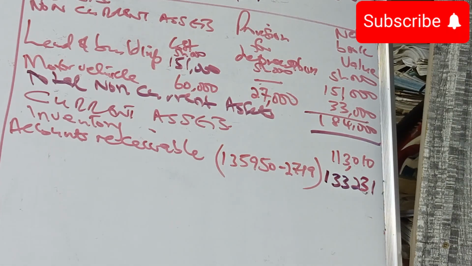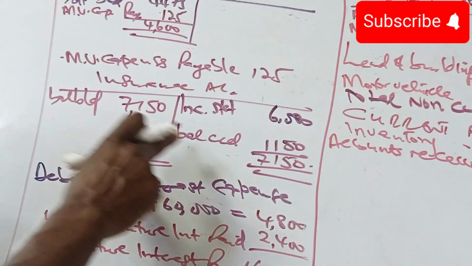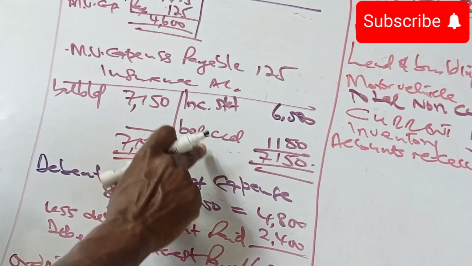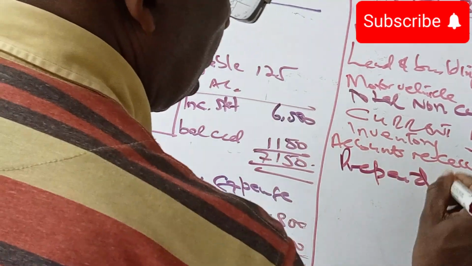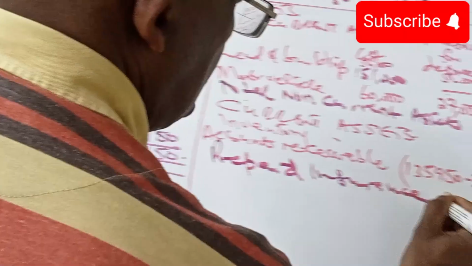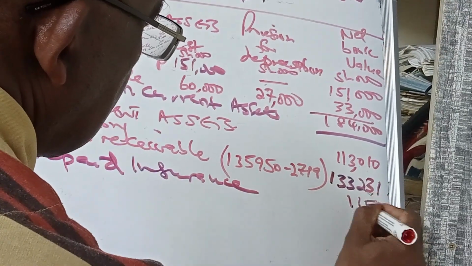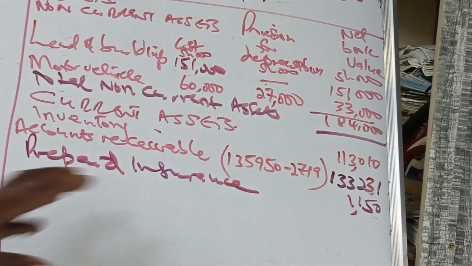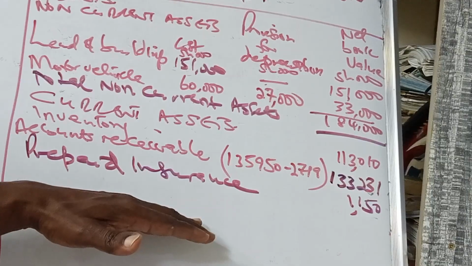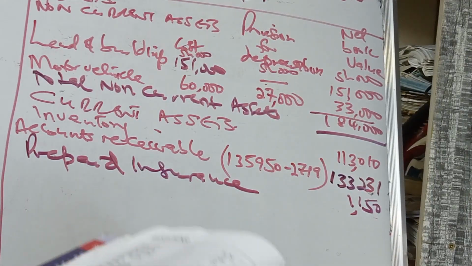Then we ask ourselves, do we have any prepayments? Under insurance, we have prepaid insurance of 1,150, so we add prepaid insurance of 1,150. We always follow prepayments with short-term investments, bank and cash. We check the trial balance and we don't have any investments in our question.